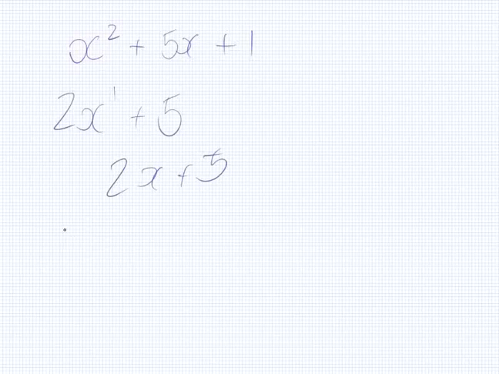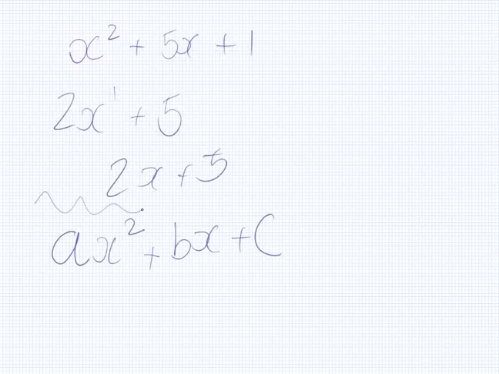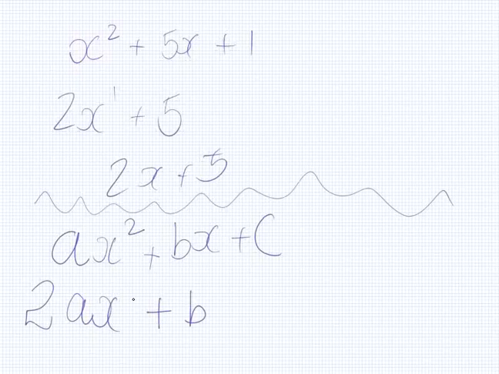Another example? ax squared plus bx plus c. We take the 2 down, so what do we get? Here's another example. 2ax to the power 1 plus 0.